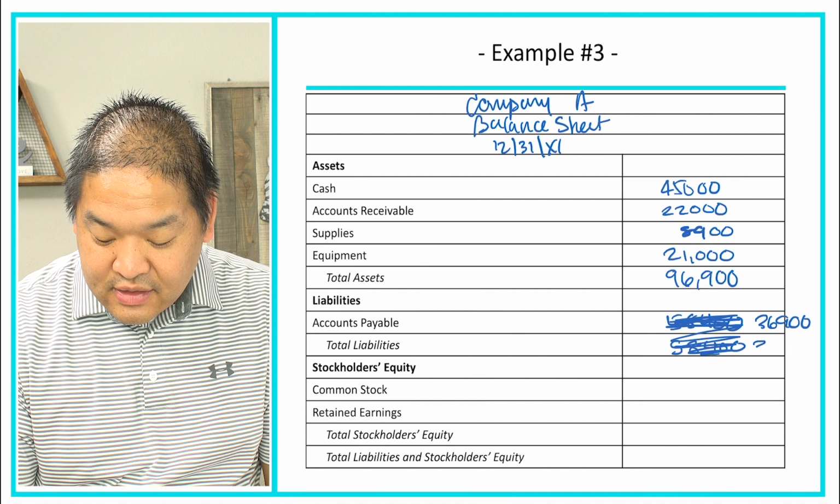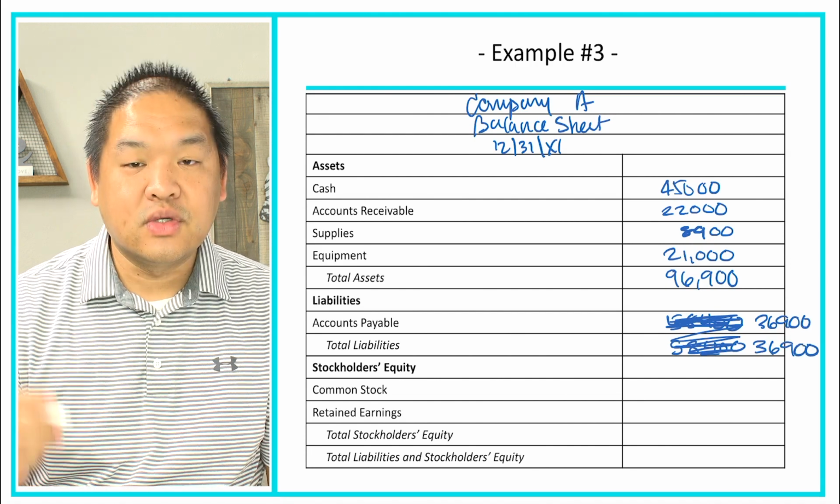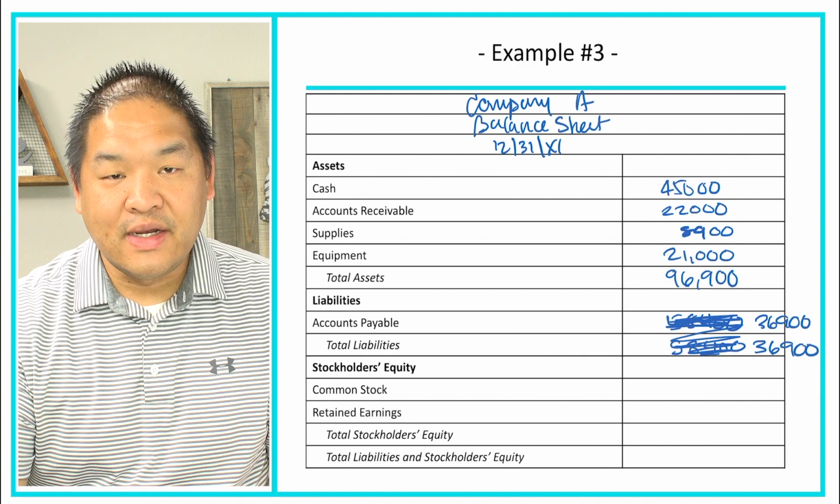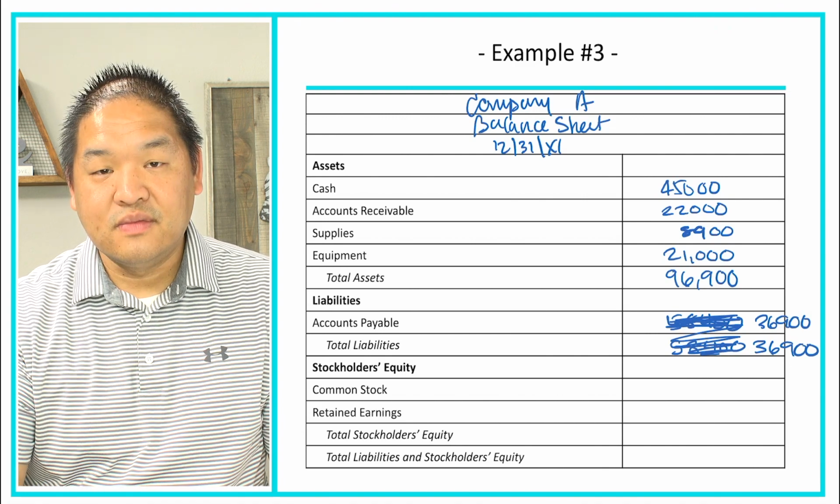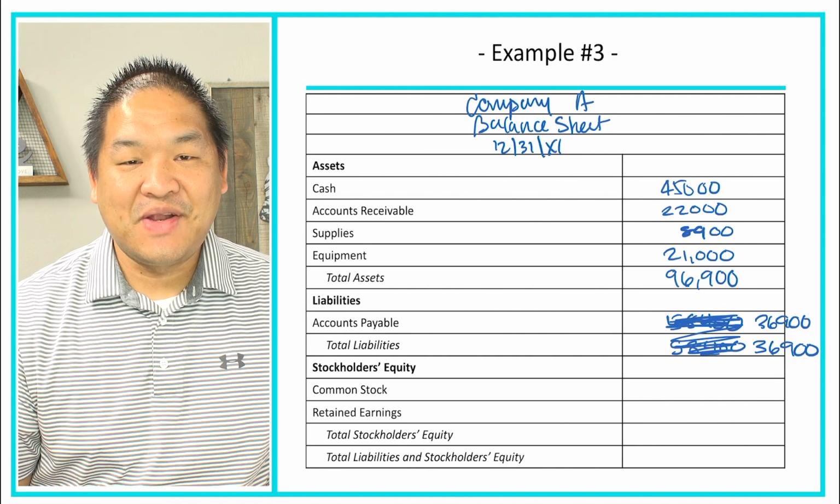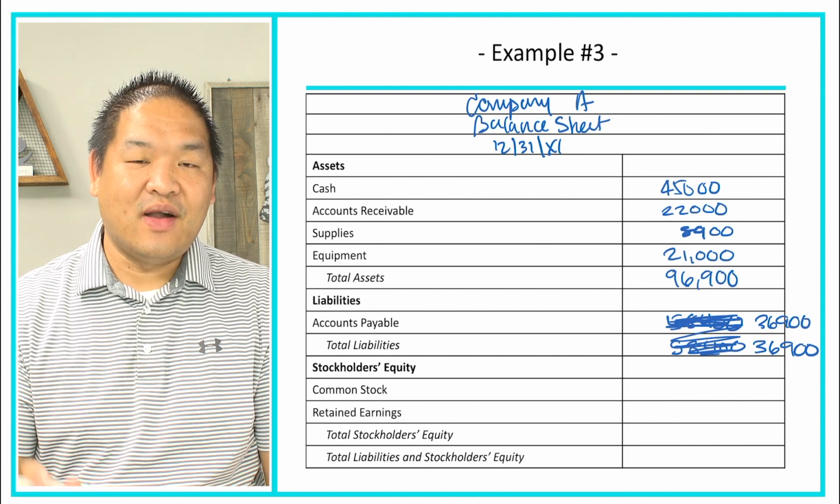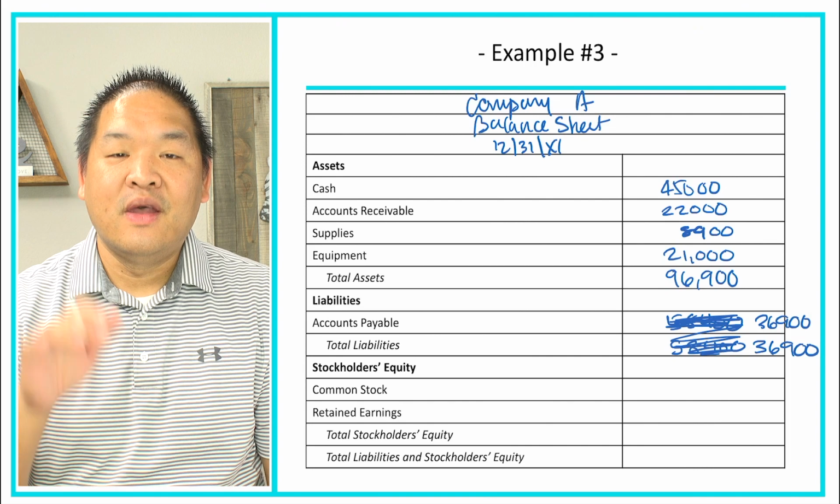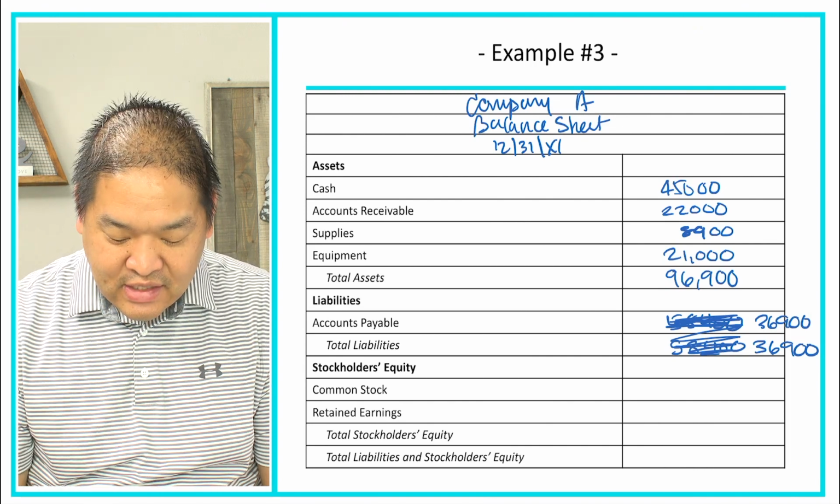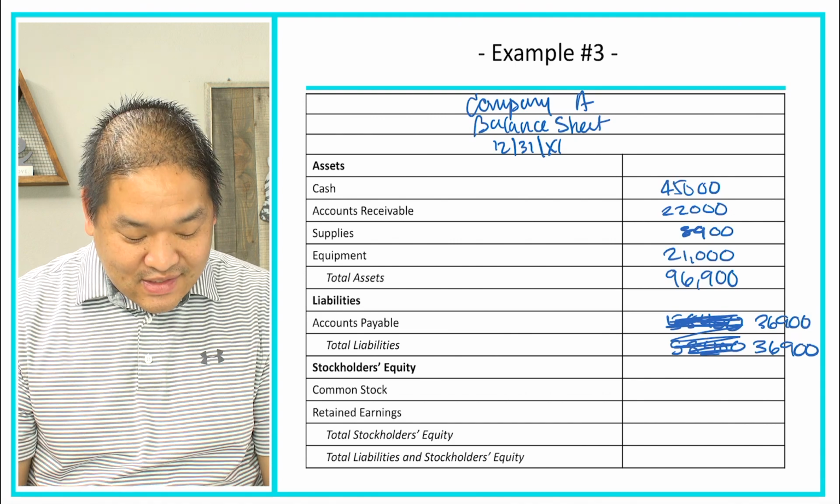Now, if you yelled at the screen, you did it right. So if you didn't and you just copied me, that's not going to help you on an exam, for instance. So check my work, okay? So $36,900 is our total liability. I got that wrong because I was using a different problem. That problem was wrong, so I had to redo it. So $36,900. All right, moving on to common stock.